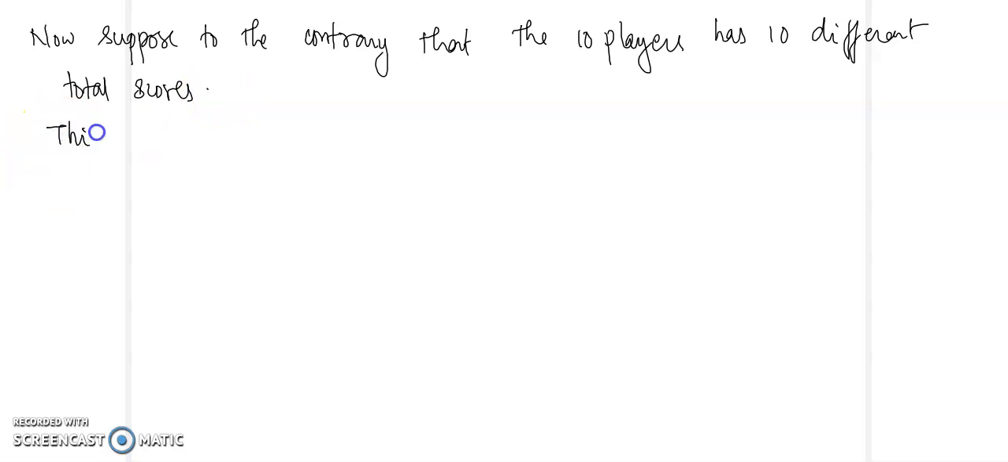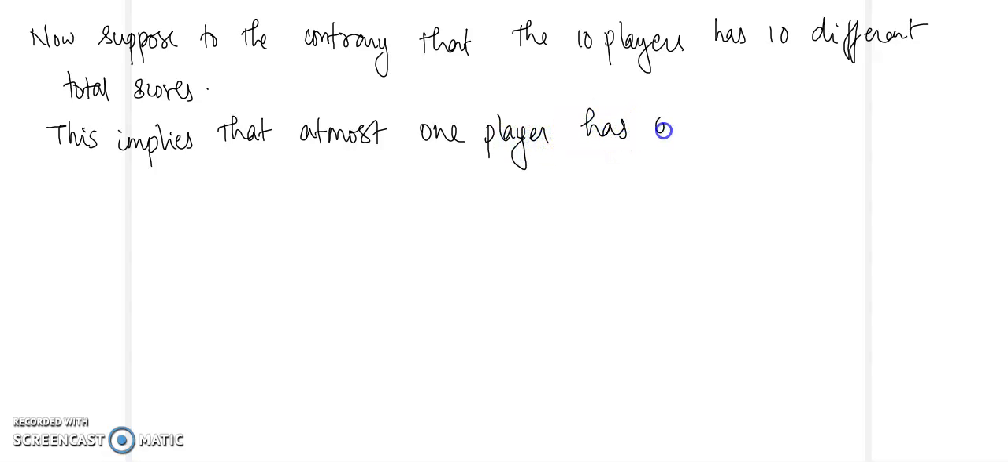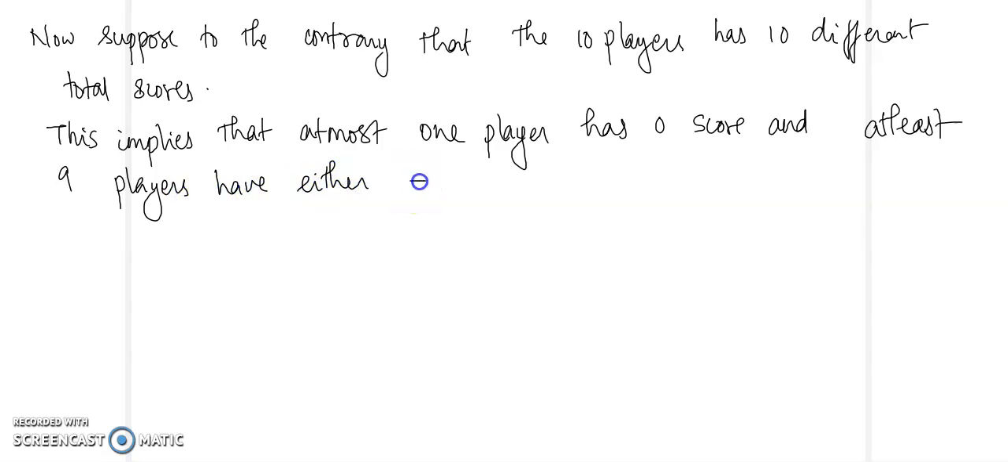So this implies that at most one player can have zero score, and at least 9 players have either positive or negative scores. So all the 10 players have different scores. So there can be at most one player whose score is 0, and there can be at least 9 players who have either a positive or negative score.